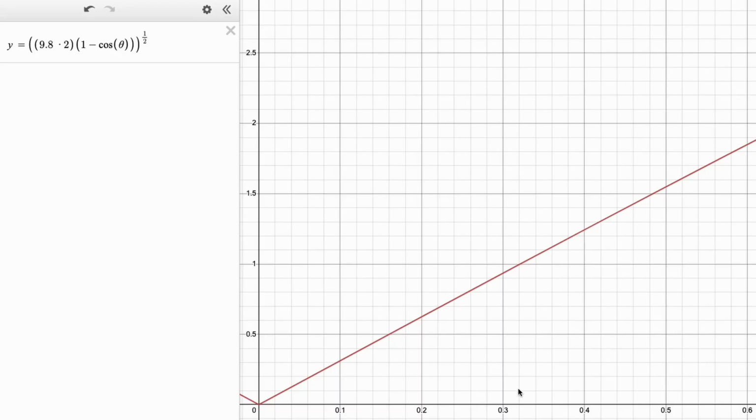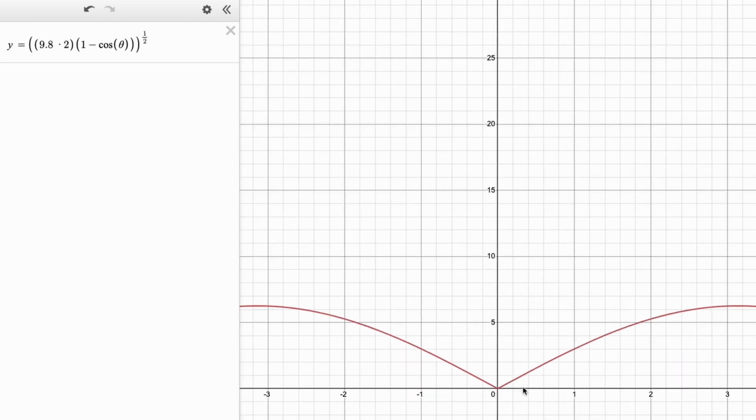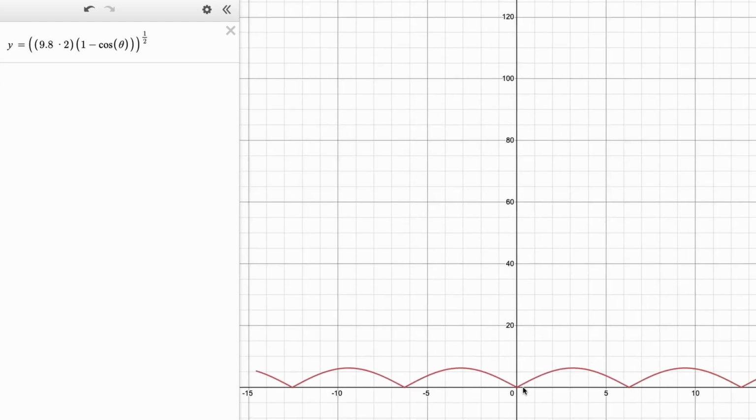So the reason why it may seem like our theoretical curve is linear is because we're actually looking at a small specific portion of a graph, which makes it seem like it's linear when in reality it is not.